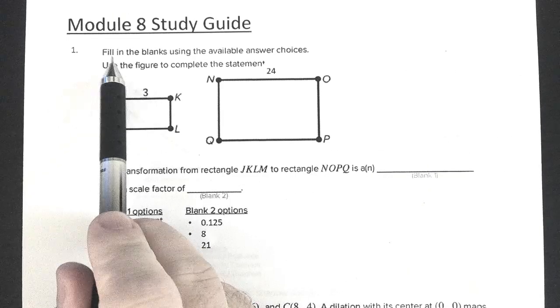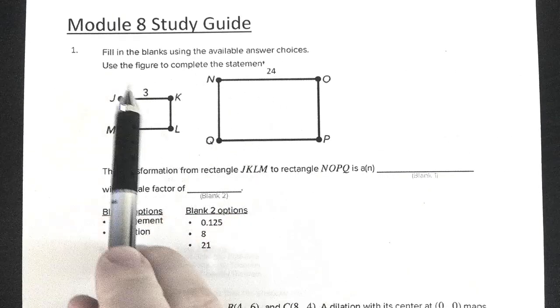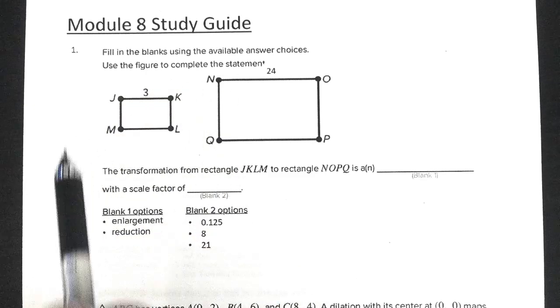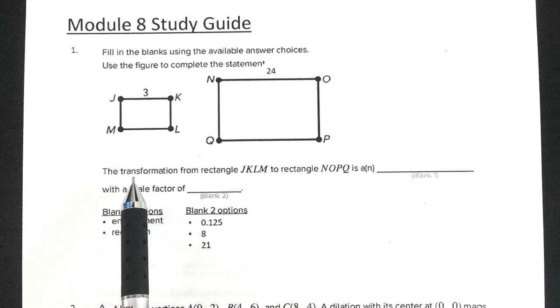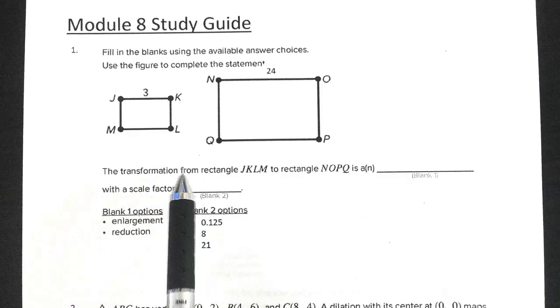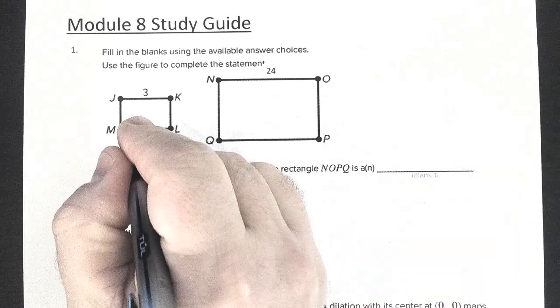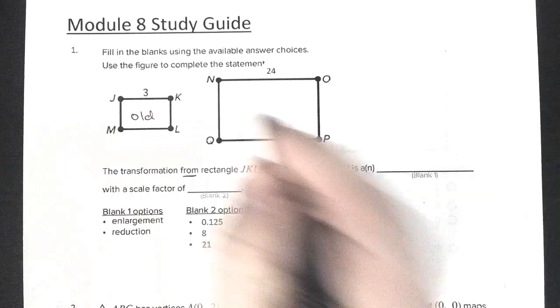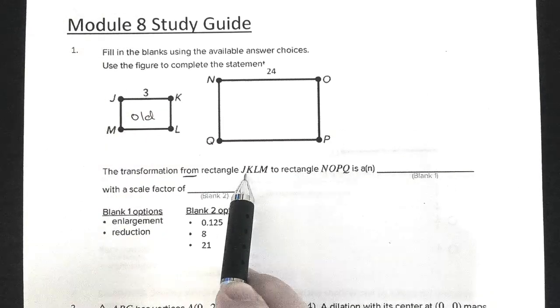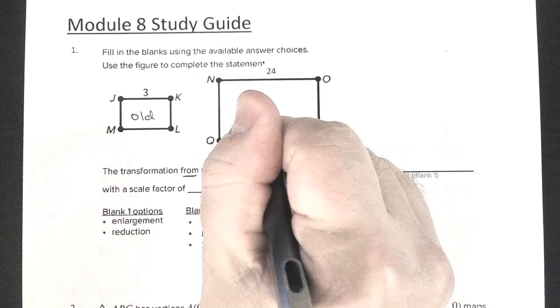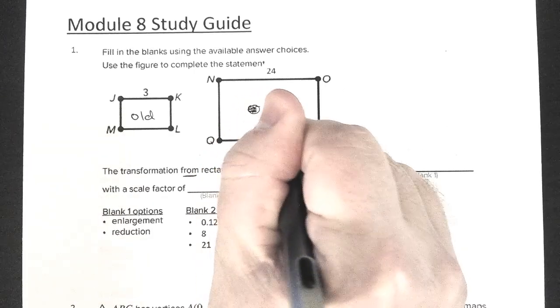All right, so fill in the blanks using the available answer choices. Use the figure to complete the statement. So we got two figures here. It says transformation from. Now I want to point something out. From is a key word that tells us this is the old. From triangle JKLM. To is our new.